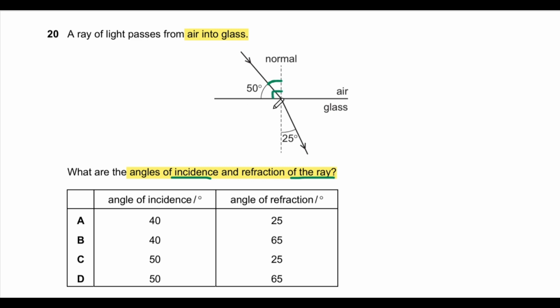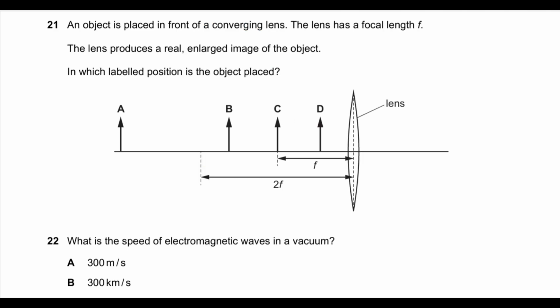This surface and this normal are making 90 degrees. To get that smaller angle, I will subtract 50 from 90. That means it would be 40 degrees. So the angle of incidence is 40 degrees. The angle of refraction is already correct. It is measured from the normal. That means option A is correct. Angle of incidence is 40 and refraction is 25.